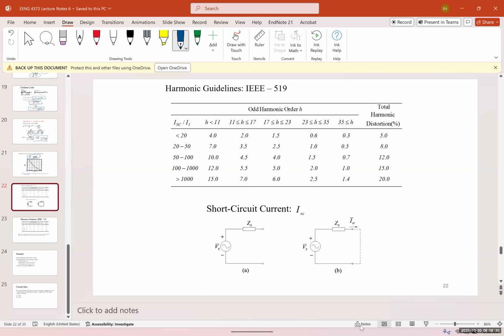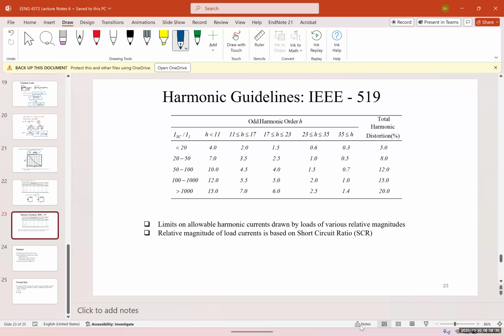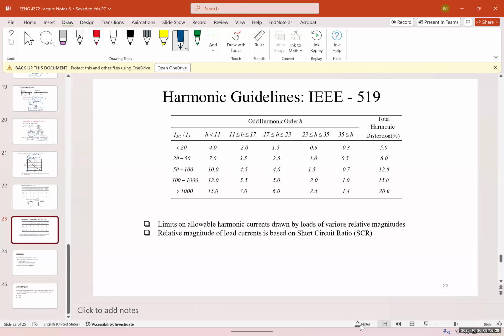And we measure this ISC by short circuiting, or using the short circuit current. And you can see that there are limits on allowable harmonic current drawn by loads of various relative magnitudes. The relative magnitude of load current is based on the short circuit ratio, or SCR. Again, this is just for you to know.